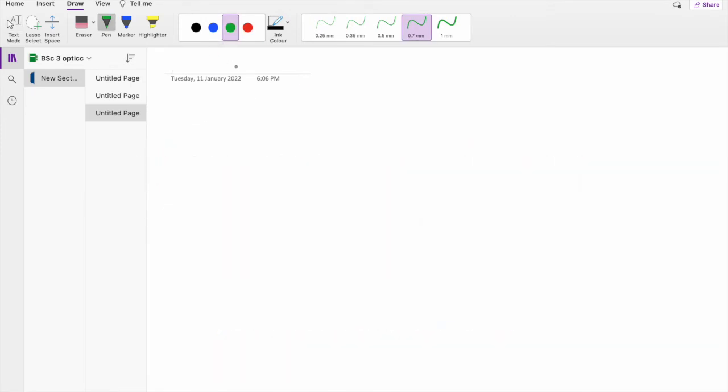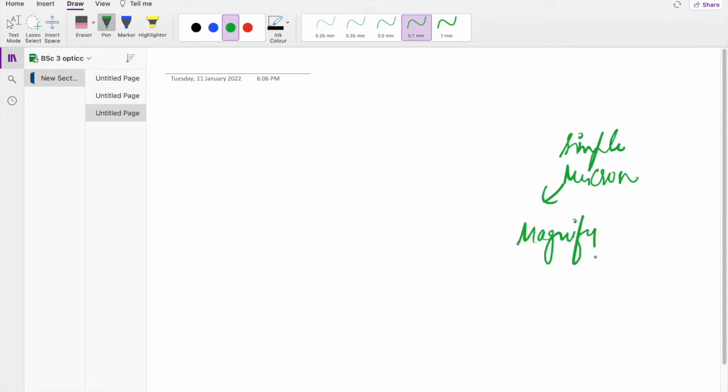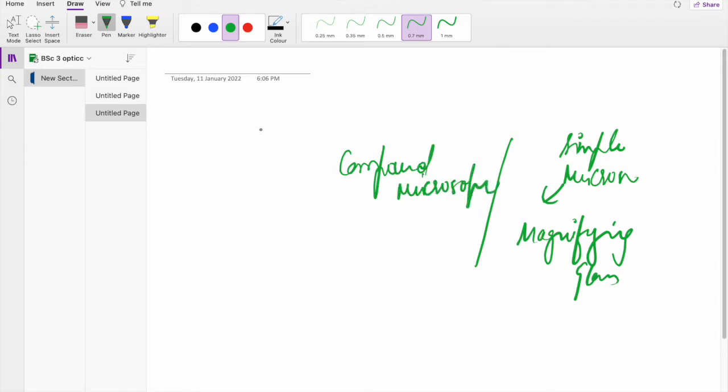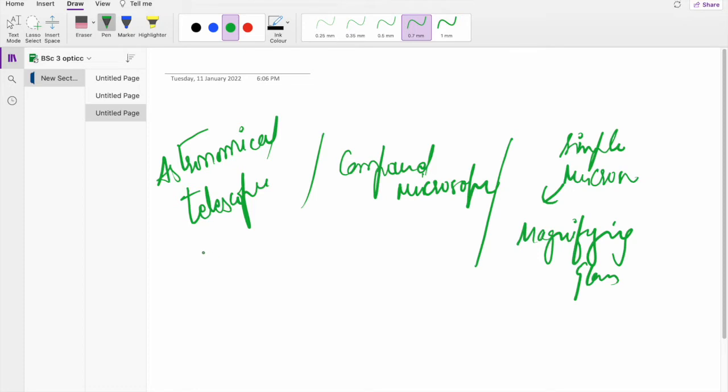Hello everyone. Today we are going to do some numericals on magnifying glass or simple microscope, compound microscope, and astronomical telescope. We have already discussed the magnifying power for the simple microscope, another name for which is magnifying glass, the compound microscope, and the astronomical telescope. So today we are going to discuss some numericals on the astronomical telescope, compound microscope, simple microscope or magnifying glass.